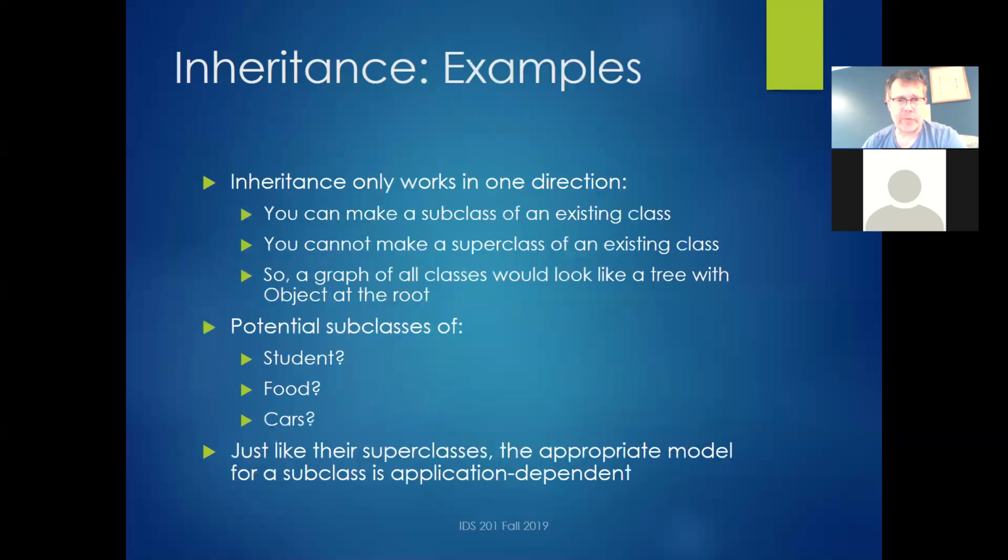Okay. So inheritance only works in one direction. You can make a subclass of an existing class, but you can't make a subclass of a superclass of an existing class. So when you graph all of the classes that exist in Java, they're all going to make this massive tree with Object at the root. So ultimately, for any class you have in Java, the superclass will eventually be Object. Okay, and just like we talked about writing classes before, the appropriate model for a subclass is application dependent. So if you're trying to model trucks as inventory, that's going to be very different from if you're modeling trucks as smart vehicles on the road.